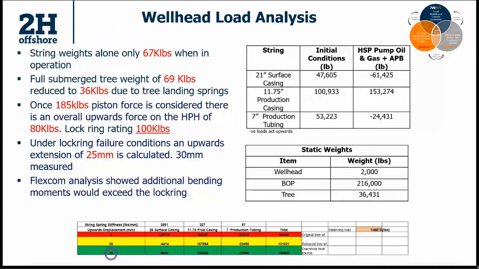We did the analysis, and with these figures we simulated a failure of the lock ring to see how much the well could possibly move, and we calculated a 25 millimeter upwards movement. The actual ROV estimate of how much the well had moved gave a 30 millimeter movement. And when we applied any kind of bending load to that, from the FlexCom analysis that was used for the riser analysis, it showed that with the additional bending loads, it was likely that the rating of the lock ring was going to be exceeded.